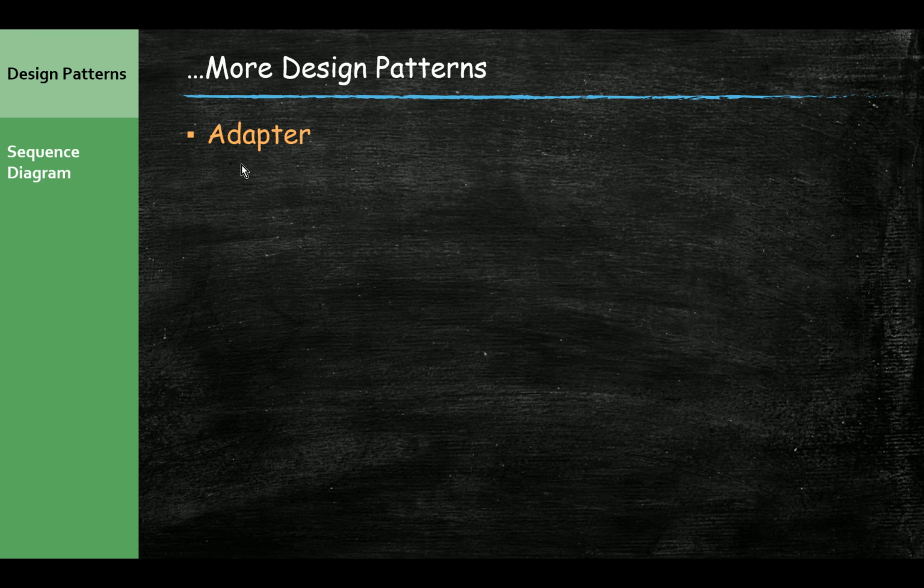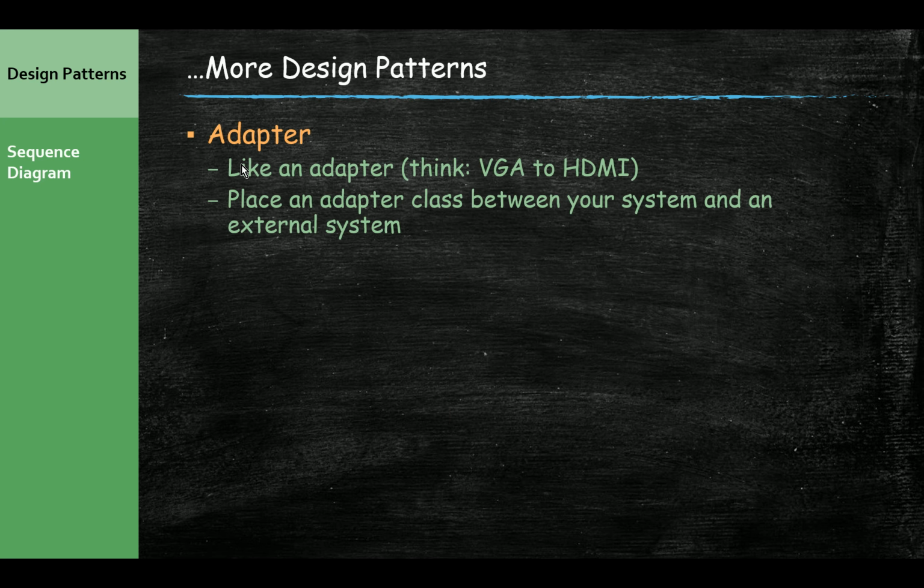So some more design patterns. We have an adapter pattern. Just like an adapter, think about VGA to HDMI as an adapter. It adapts from one technology to another. We do something similar in object-oriented programming and object-oriented design. So to give you an example, let's say you have a class that does something. Maybe it talks to a database. Maybe it inserts records into a database somewhere, or it represents that data structure.